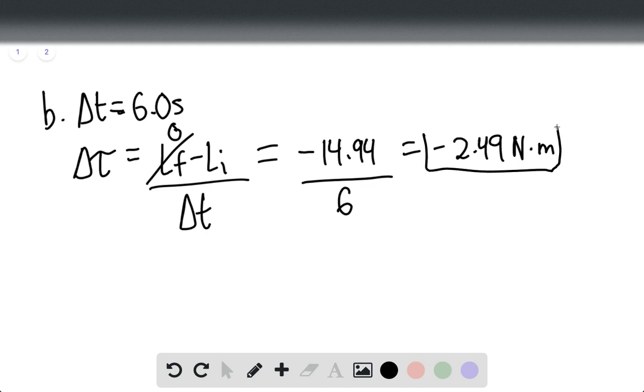The torque being negative just means that it's in the direction that is opposite of motion. So opposite of motion. That is the end of the solution.